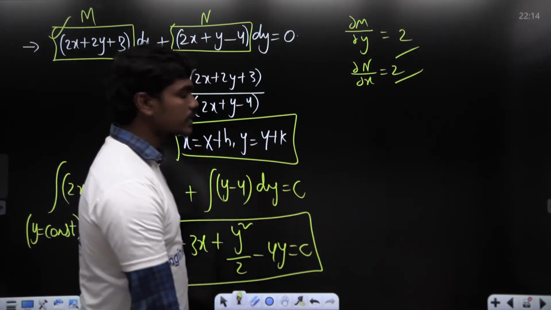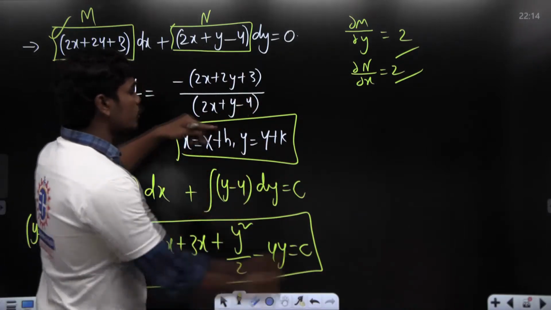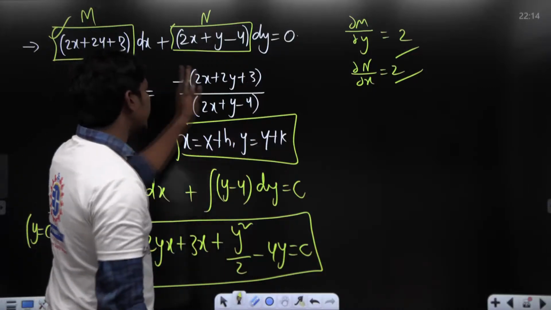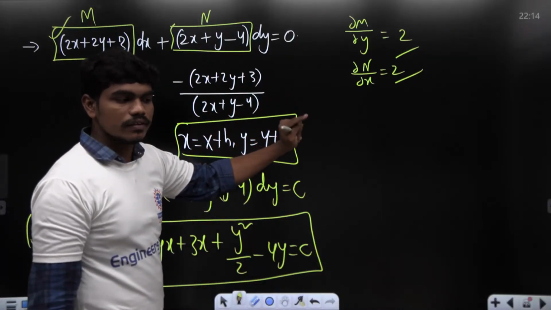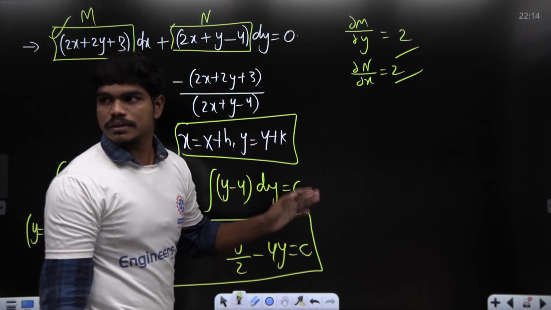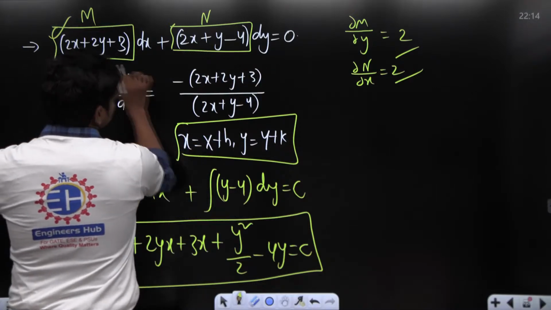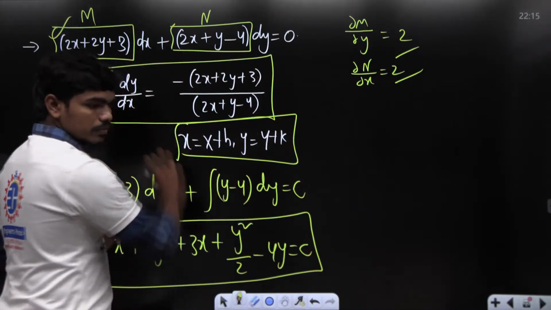Then find the values of h comma k, make the equation homogeneous, then substitute capital Y is equal to V into capital X, and then if you do all these things, do you all remember the standard procedure that I told you to solve a non-homogeneous differential equation with variable ratio of coefficients? Yes or no?